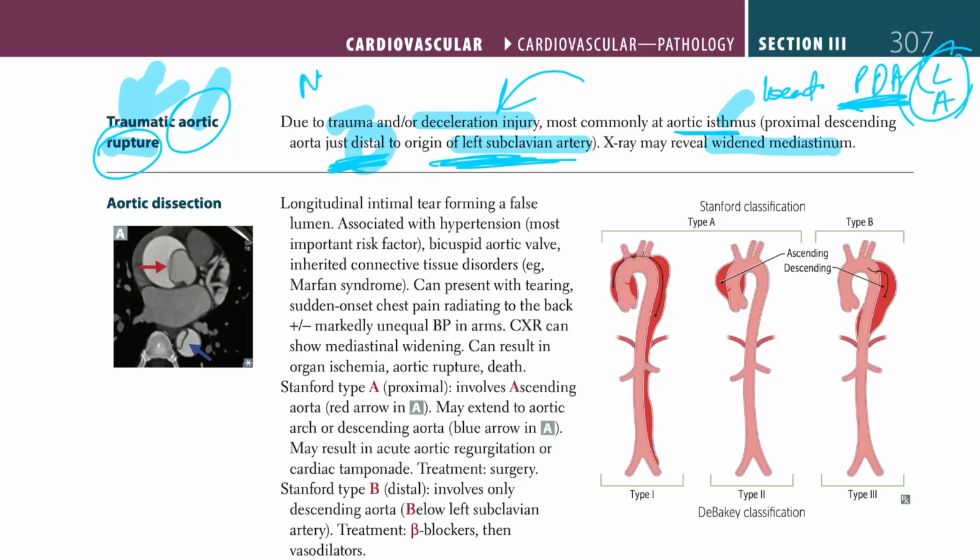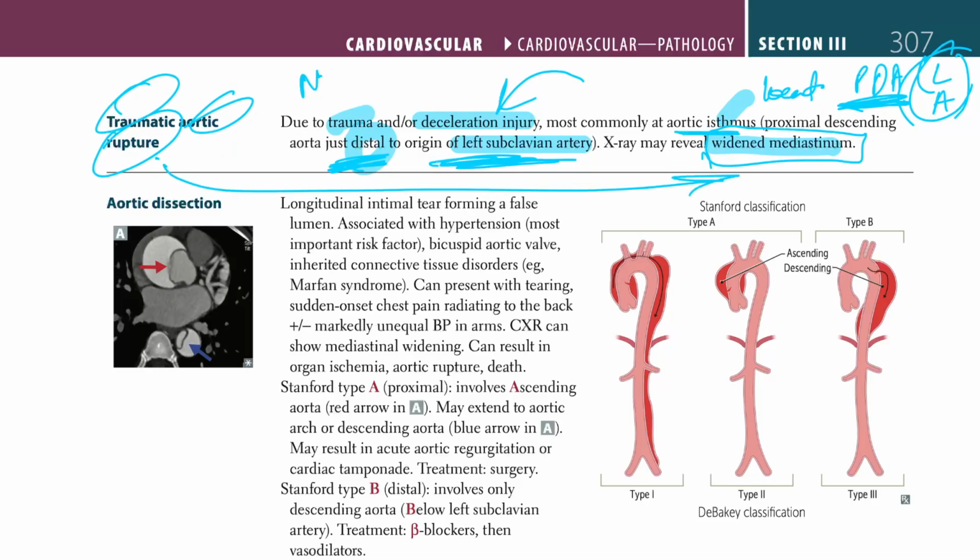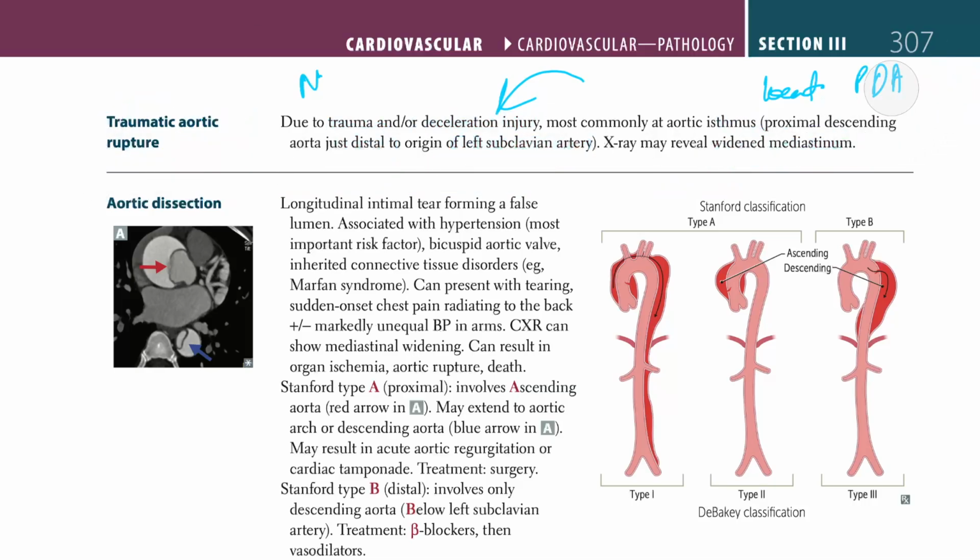It can cause what? It can cause widened mediastinum, because the thoracic aorta has ruptured, so for sure it's going to cause widened mediastinum. Okay, then what else do we have? Next is aortic dissection.